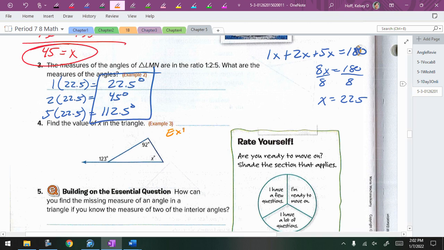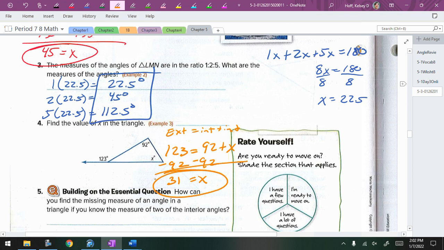So this is where that exterior equals interior plus interior. Which one's my outside angle? 123. What two inside are added together to give us 123? 92 plus x. To solve for x, I should subtract 92 to both sides. X equals 31. So pay attention. A good observation right away that when I add those together, this clearly can't be the right answer because it's over 180. That doesn't make sense. But then to notice that your 123 is outside your triangle. Okay? Go to number 8.